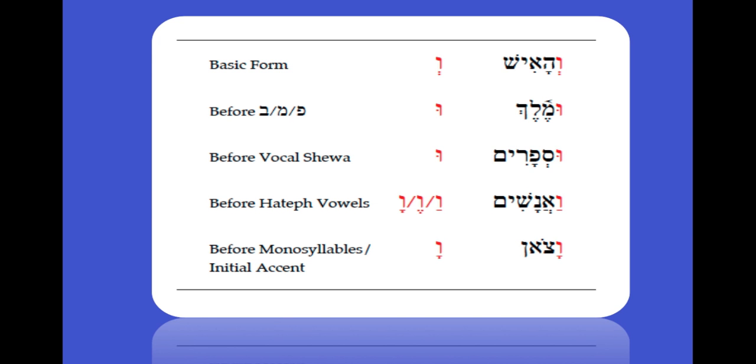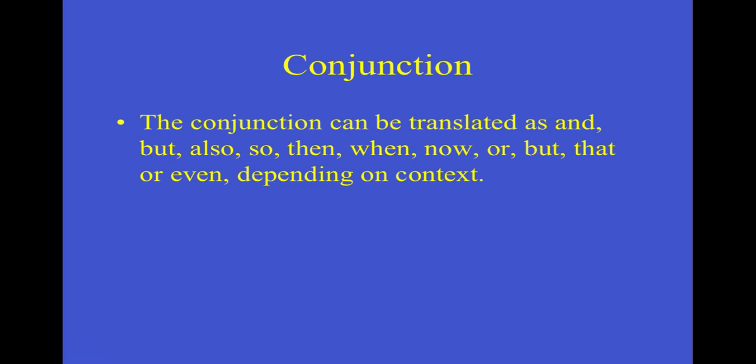There are rules about how they change, and you can see over here that the vowels change. It's not the same one all the time, and that is dependent upon the vowel under the first letter. This is what's so nice about Logos: you don't have to memorize all of these forms and clue them out, because sometimes words begin with a vav. It's translated and, but, also, then, when, now, or, but, that, or even, depending upon context. So you just need to go back to this slide in your notes or in your binder to find that out.